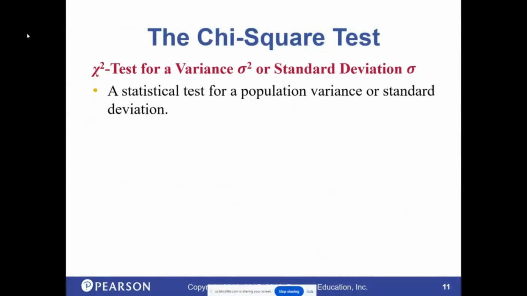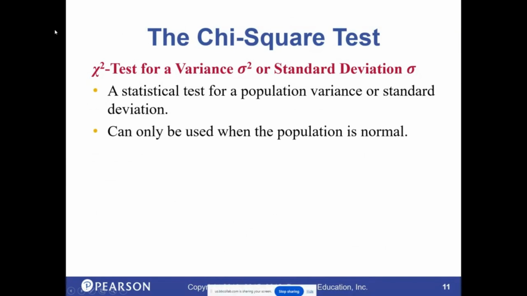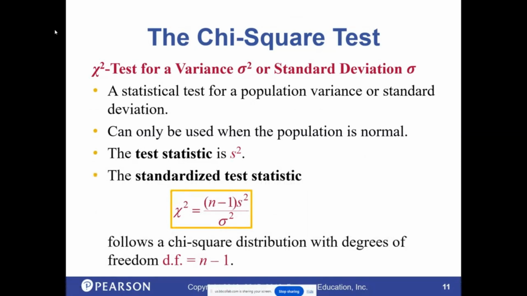Okay, the chi-squared test. This one is a statistical test for a population variance or a standard deviation. It can only be used when our population is normal, when the test statistic is S squared, and the standardized test statistic is chi-squared equals N minus 1 times S squared over our variance. That's going to follow a chi-squared distribution with DF being N minus 1. So this formula we looked at in the last unit, but you might jot it down again if you need to.